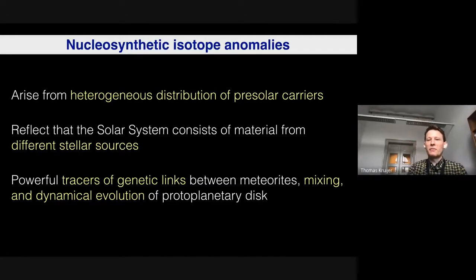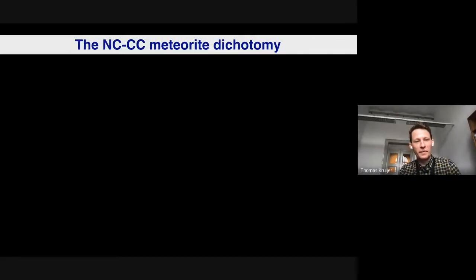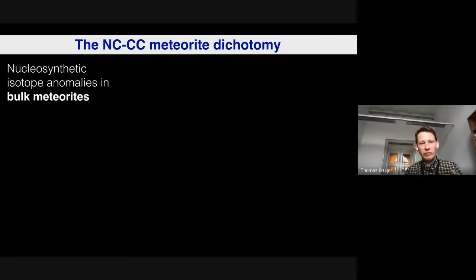Now let's have a look at some actual data, because this is kind of the theoretical part. Let's now have a look at what we actually find when we look at meteorites. First, let's point out that nucleosynthetic isotope anomalies are widely observed in bulk meteorites.